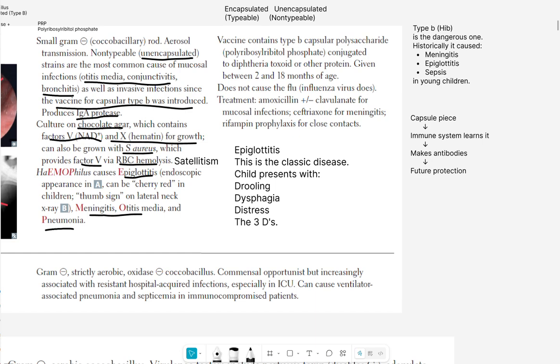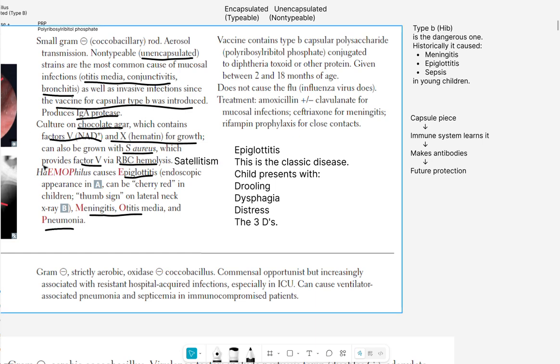Why we add clavulanate is that many H. influenzae strains make beta lactamase. The beta lactamase destroys the amoxicillin, so clavulanate blocks the beta lactamase enzymes and protects the amoxicillin, which helps in killing the bacteria. If H. influenzae reaches the CNS, the blood, or the meninges, we need a drug that crosses the blood-brain barrier, and for that we give ceftriaxone or cefotaxime.